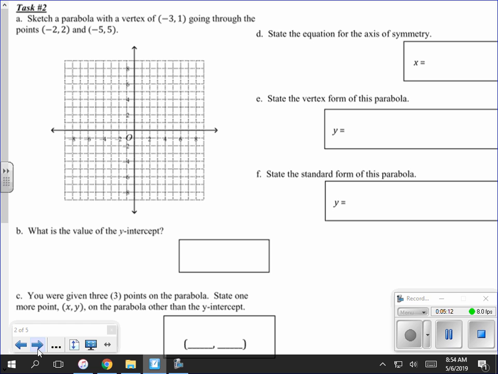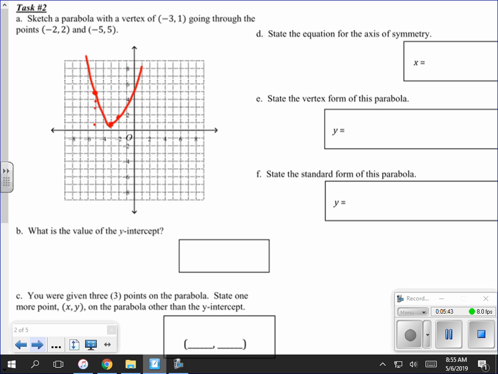Second one. Sketch a parabola with a vertex -3, 1, going through the points -2, 2, and -5, 5. So, first thing you want to do, plot those 3 points. Vertex -3, 1, -2, 2, -5, 5. Vertex is either the very top or the very bottom. In this case, it's the very bottom.